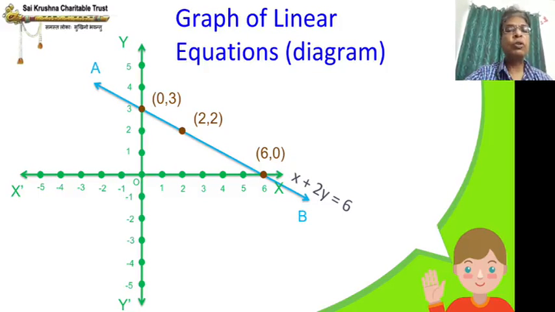So now you can see (2, 2) that I just plotted is falling on the straight line. That means our straight line, that is AB, is correct. That's all for the steps. Totally 6 steps are there. 2 steps we saw in the previous page. Now 4 steps we will see in the next page.